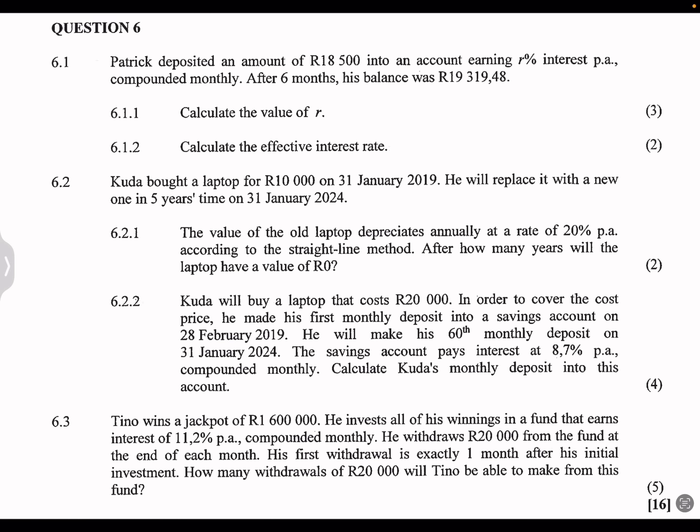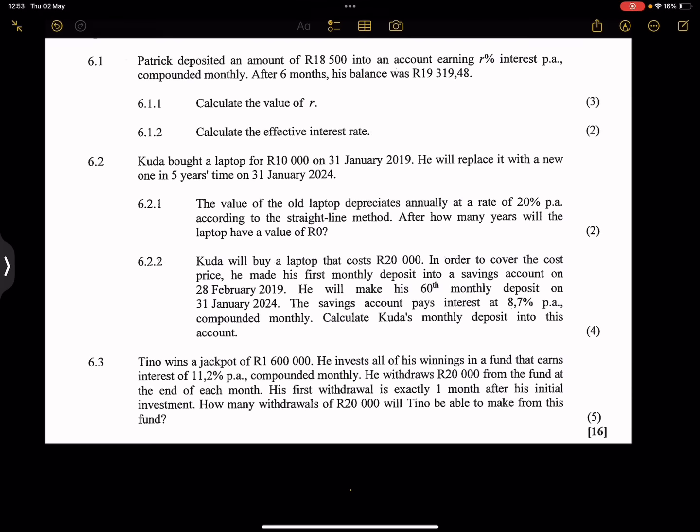So they say Patrick deposited an amount of 18,500 into an account earning R% interest per annum compounded monthly. They say after 6 months his balance is 19,319.48. So they want us to calculate the value of R. Let's get right into it.